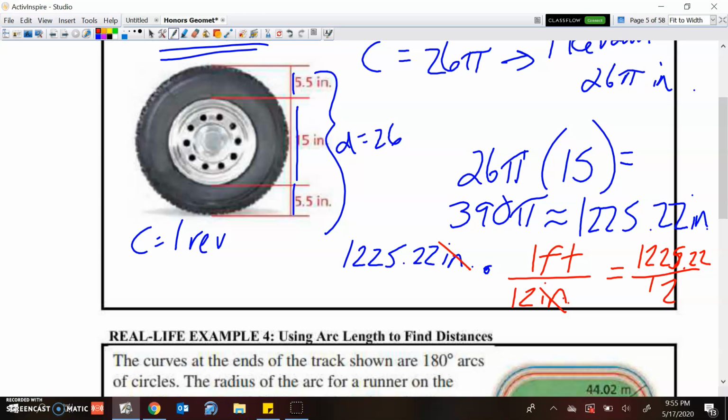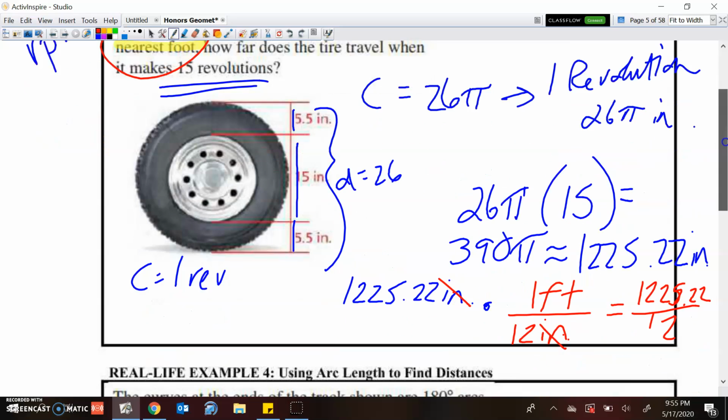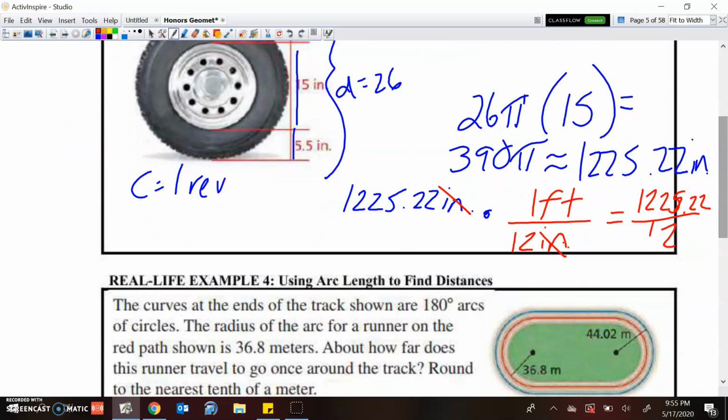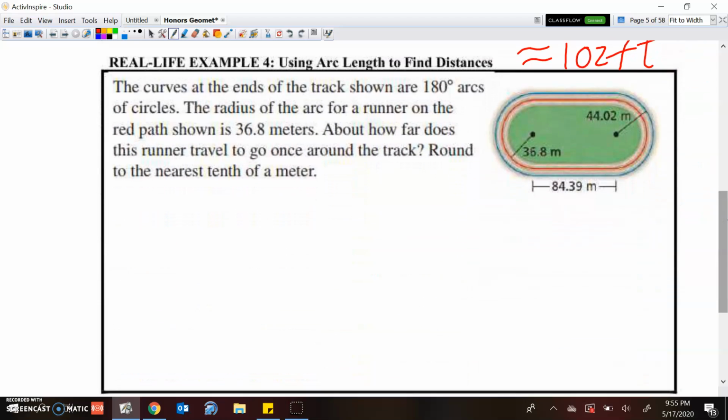So I'm going to divide this by 12. And that gives me an answer, rounding it to the nearest foot, so no decimals, my answer is going to turn into about 102 feet. So in 15 revolutions, the car is going 102 feet. And that's pretty interesting whenever they calculate skid marks, things like that. All of this stuff that we're doing here comes into play. All right, so let's try one more example here for this lesson to finish up.